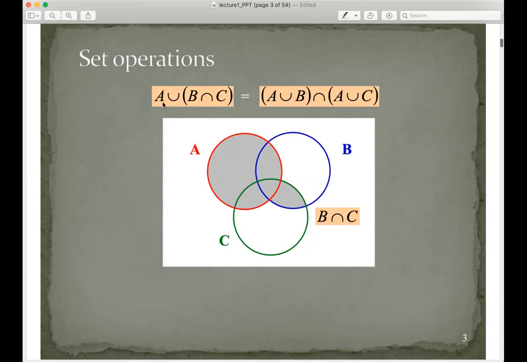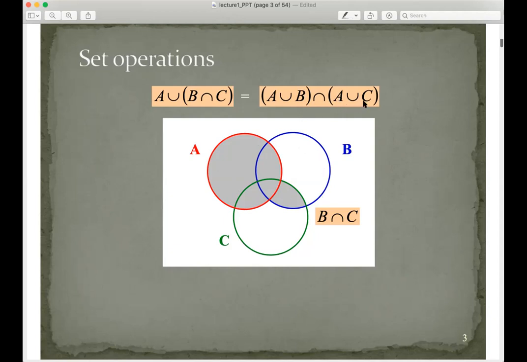And then outside of the bracket, A or (B and C). So that is the entire A and this little intersection of B and C. So the left-hand side is indicated by the shaded area. On the right-hand side, let's look at it. A or B would be the area within the circle of A or the circle of B.